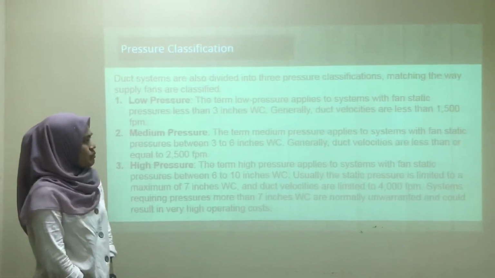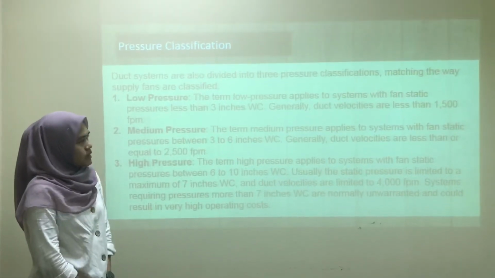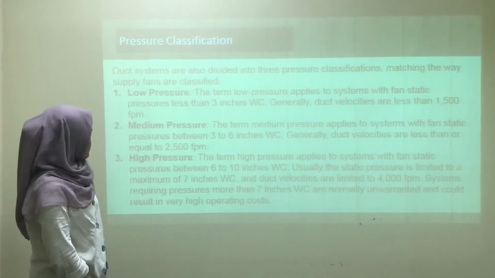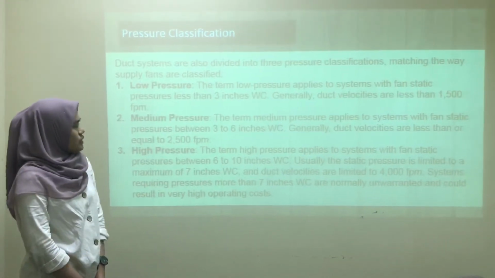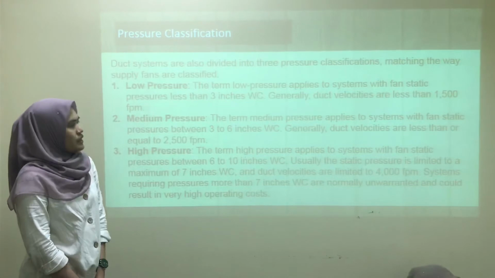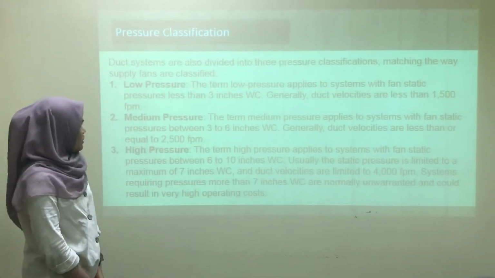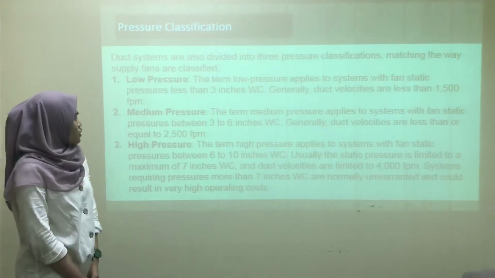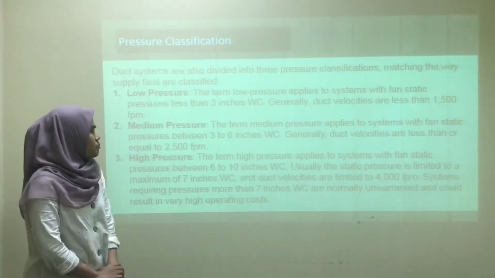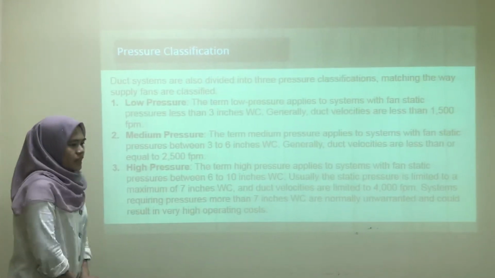The term medium pressure applies to systems with fan static pressure between 3 and 6 inches WC. Generally, duct velocities are less than or equal to 2500 fpm. And last, high pressure.